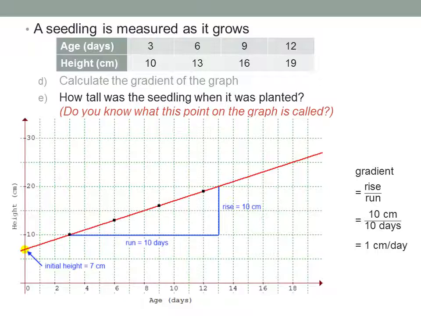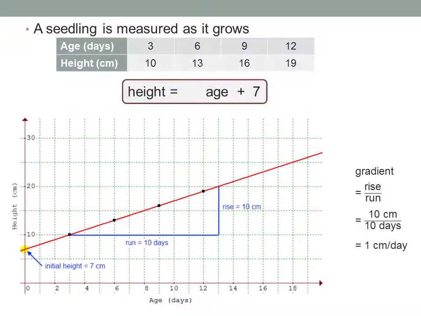Actually, I can write this relationship another way too. I can write an equation. Look at these numbers. In every case, the height of the seedling is 7 more than the age. The height is just the age plus 7. And what's 7? It's the Y-intercept.